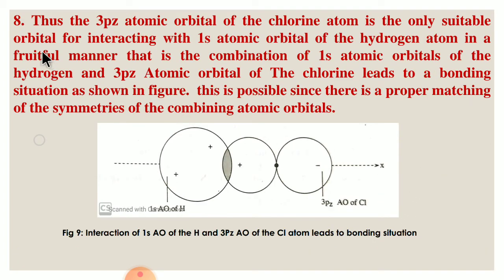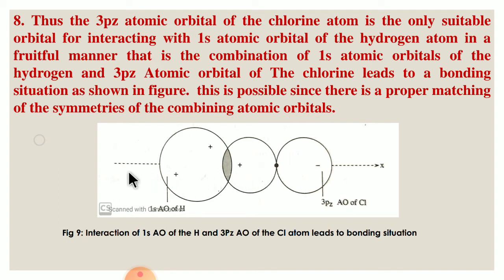Now see the next point. Thus the 3pz atomic orbital of the chlorine atom is the only suitable orbital for interacting with the 1s atomic orbital of the hydrogen atom in a fruitful manner. That is, the combination of the 1s atomic orbital of hydrogen and the 3pz atomic orbital of chlorine leads to a bonding situation as shown in the figure. This is possible since there is a proper matching of the symmetries of the combining atomic orbitals.